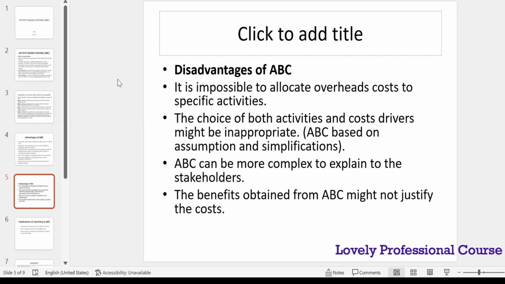So with ABC, sometimes we need to make assumptions, so it is based on assumptions and simplification. And also ABC can be more complex to explain to the stakeholders, to the people who of course don't understand. And also remember that to apply this technique, activity-based costing might be expensive, such that the benefit you enjoy might not justify the cost. So that will also be a disadvantage.